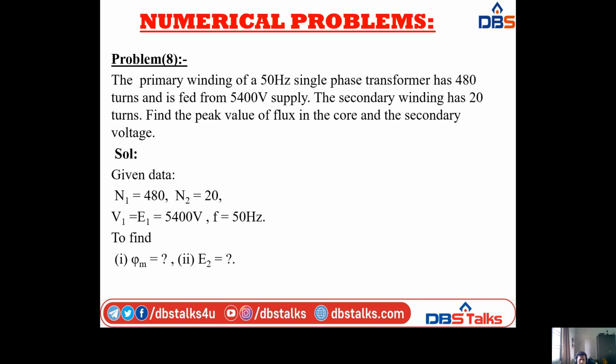Another problem, last problem. The primary winding of a 50 Hz single phase transformer has 480 turns and is fed from 5400 volt supply. The secondary winding has 20 turns. Find the peak value of flux in the core and also the secondary voltage.